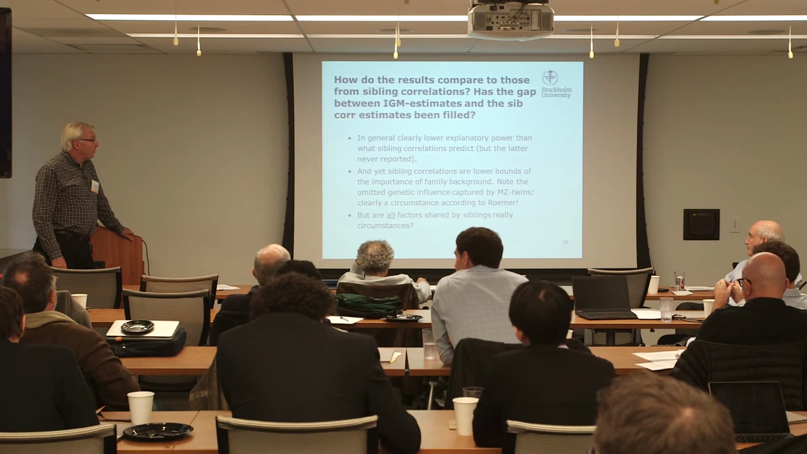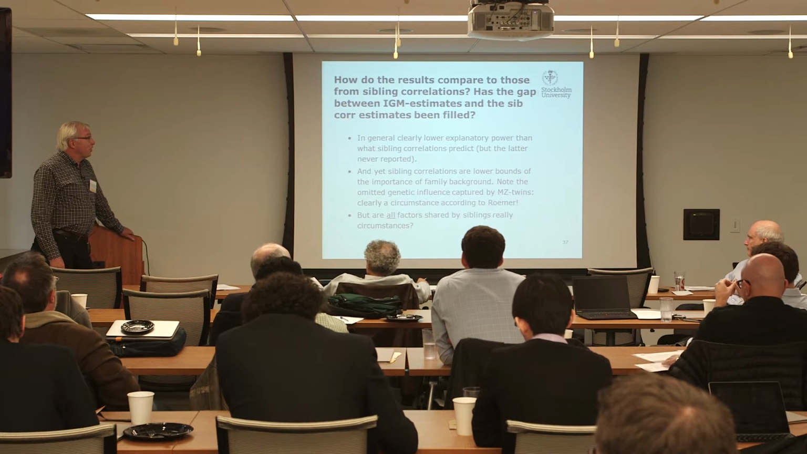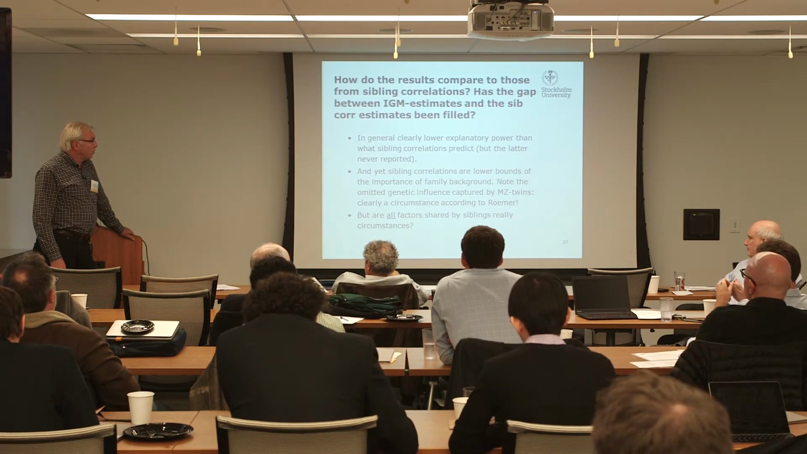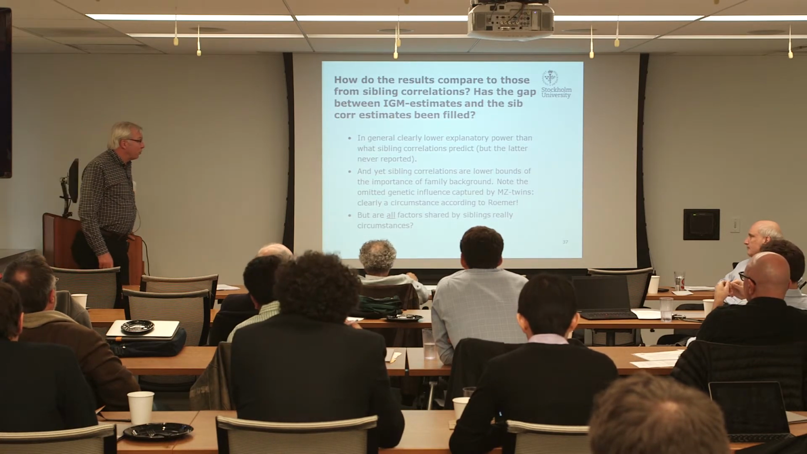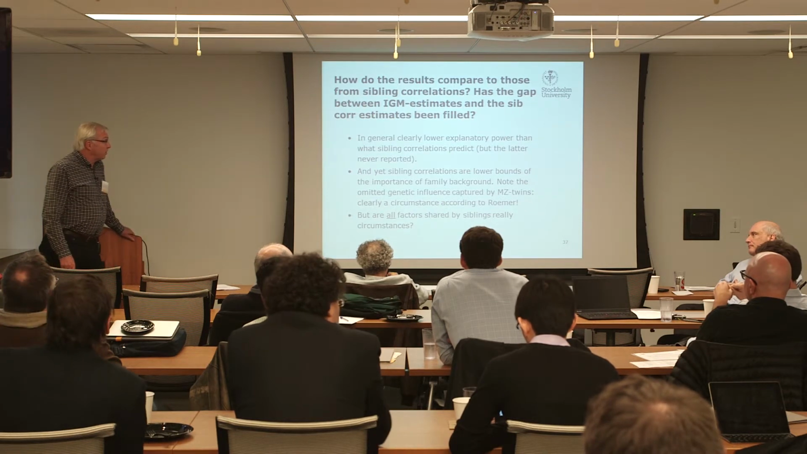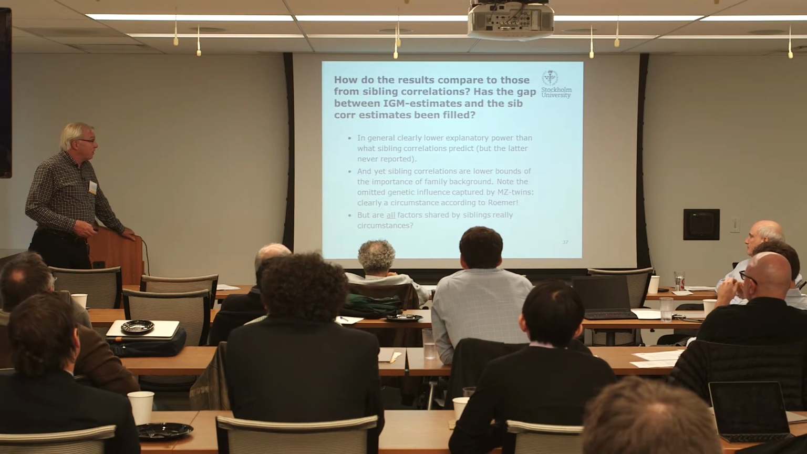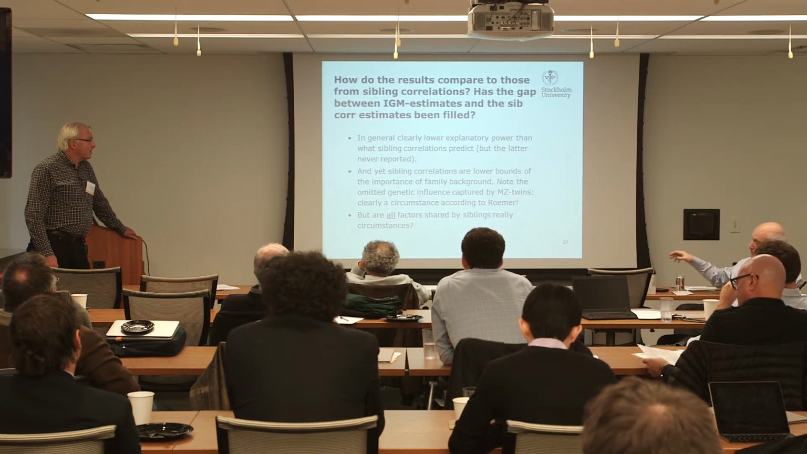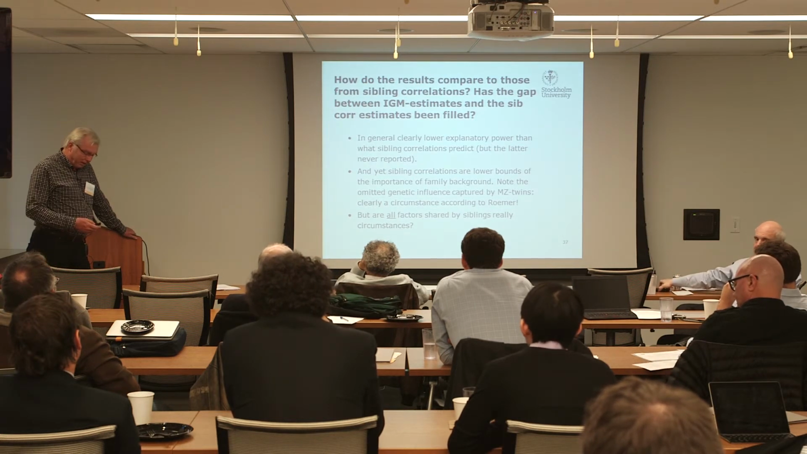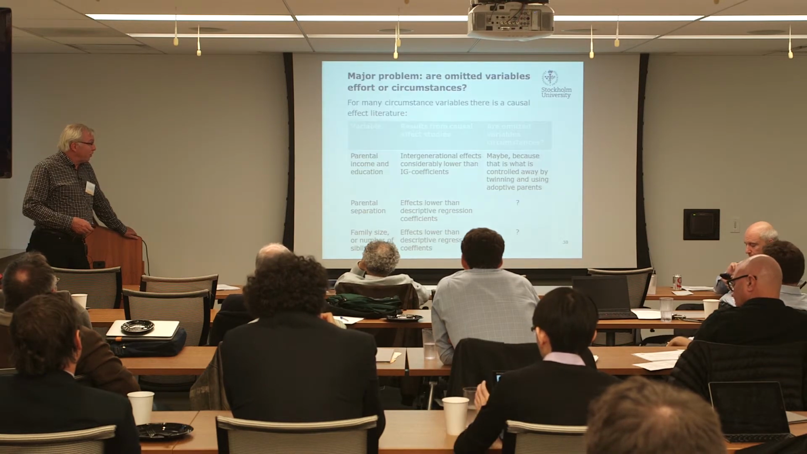But the latter they are sometimes reported, but in general they are not reported. And I think it's annoying that the equality of opportunity people do not compare their results with the sibling correlation estimates. And yet the sibling correlations are lower bounds of the importance, so there is a lot that we cannot really explain. But one can also ask if all factors shared by siblings really are circumstances.